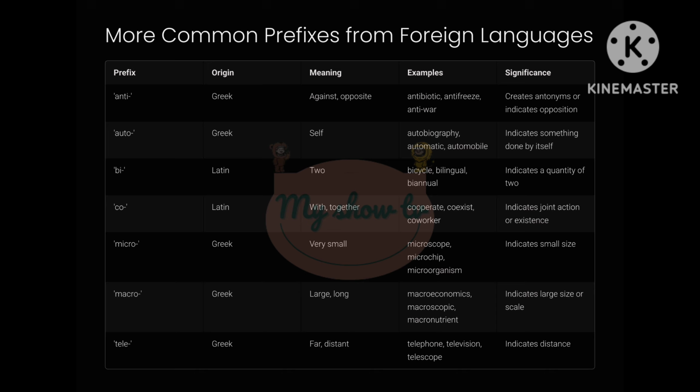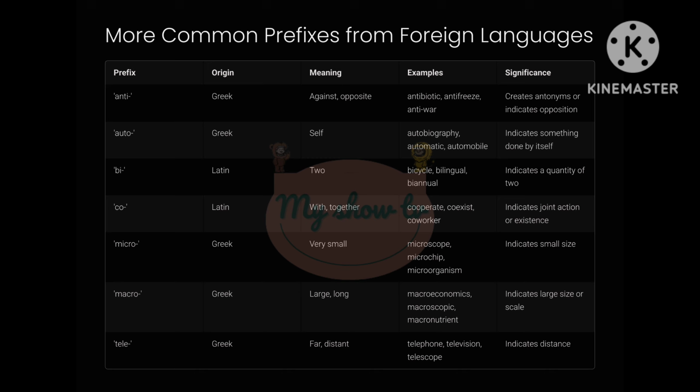5. Micro, Greek, means very small. It indicates something of a minute size. Examples are scope becomes microscope, instrument to see small things, chip becomes microchip, very small electronic circuit, and organism becomes microorganism, very small living thing.